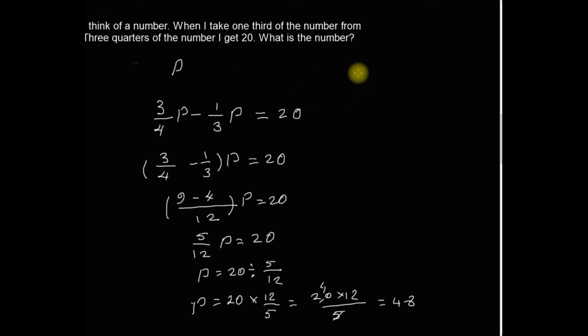If I take 3/4 of 48, it becomes 36, and 1/3 of 48 is 16, and we see that 36 is 20 bigger than 16. That is 16 here. Let's excuse the handwriting here.